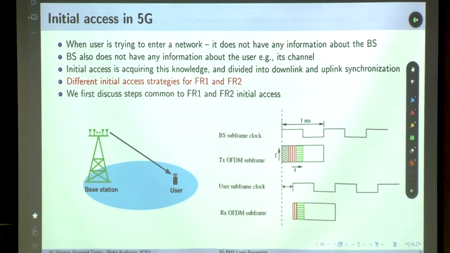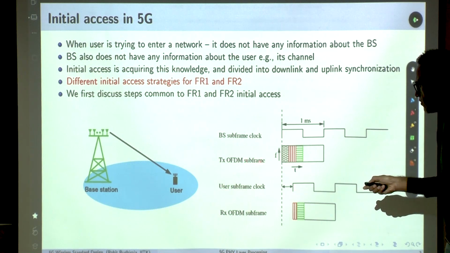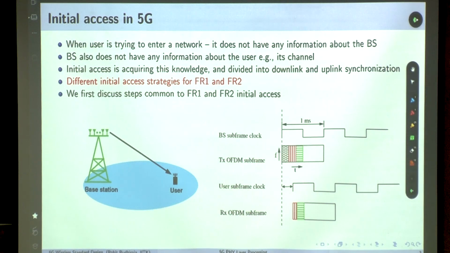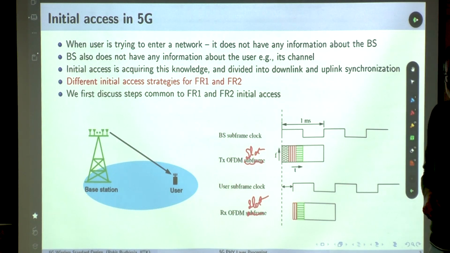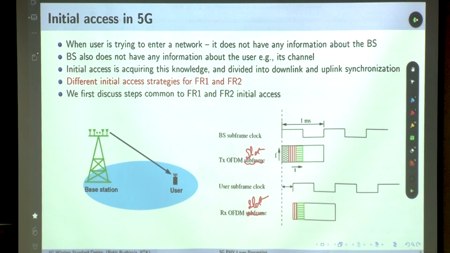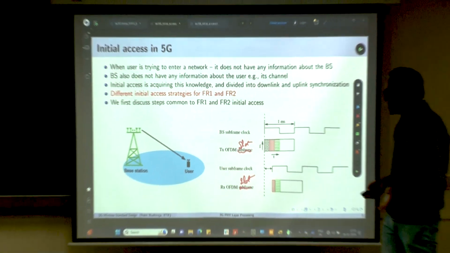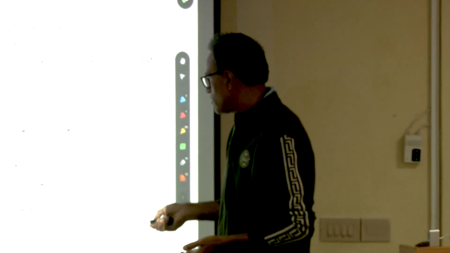Then this is our received OFDM slot. You can read subframe as slot. What happens? The user misses this, and that's a wrong reception. This is happening in the downlink. How will a user ever be able to receive data if this is what is happening?